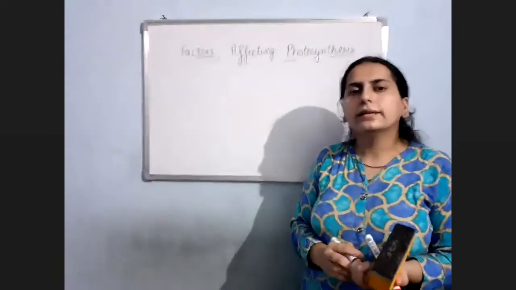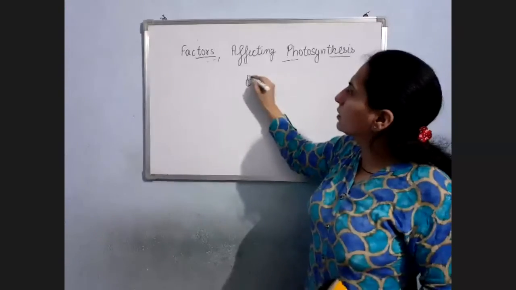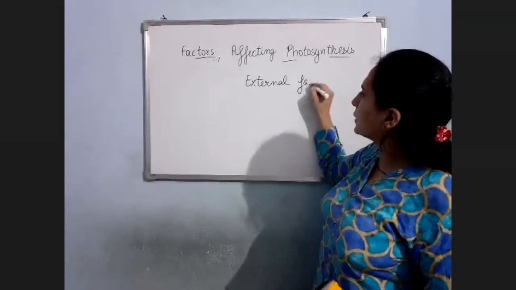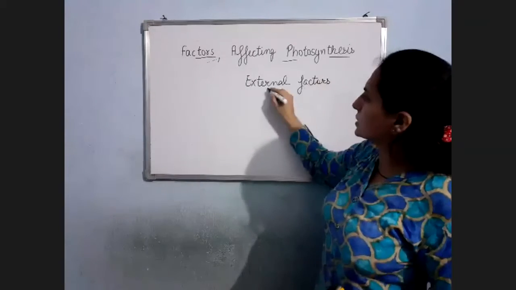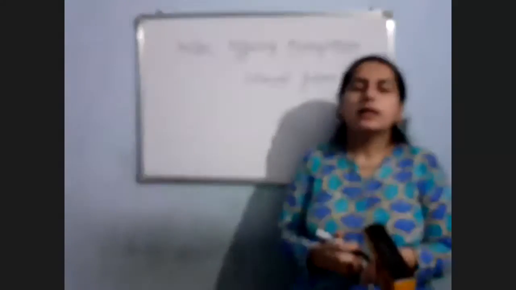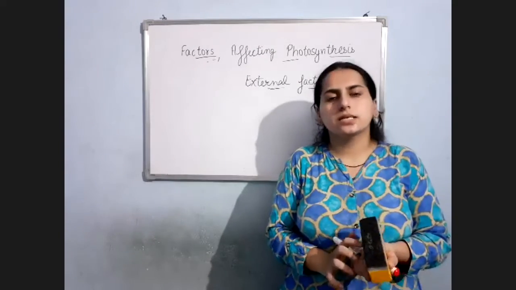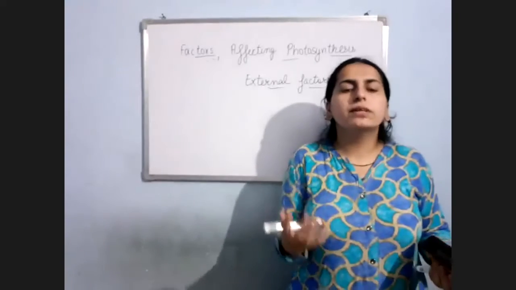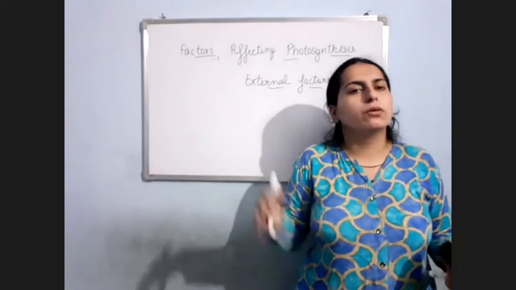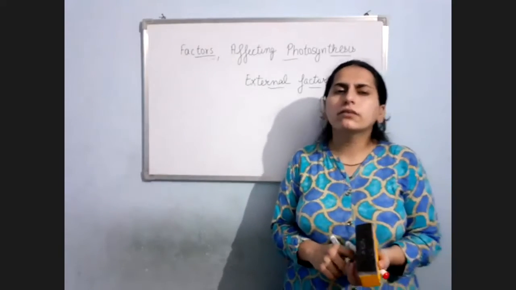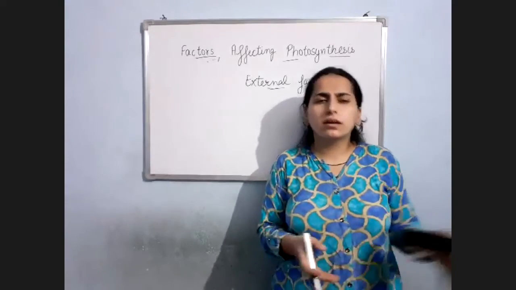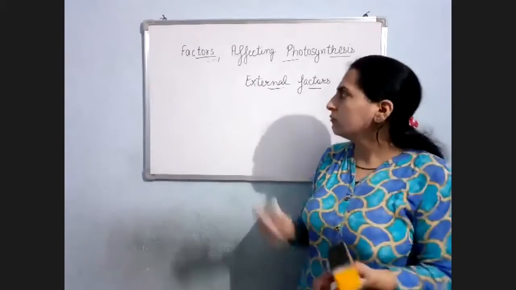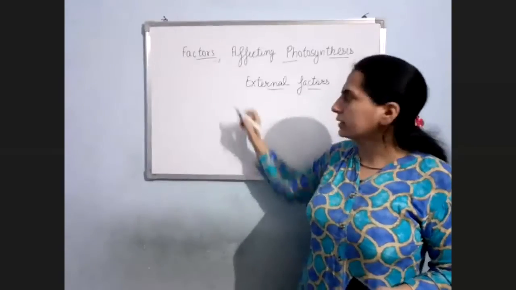So now, let me talk about the external factors that affect the rate of photosynthesis. External, as the name suggests, means the factors that are outside the plant body. How will they affect the rate of photosynthesis? You know the different factors, you have done them in earlier classes also. Light is affecting photosynthesis. One by one, we shall discuss all these factors.